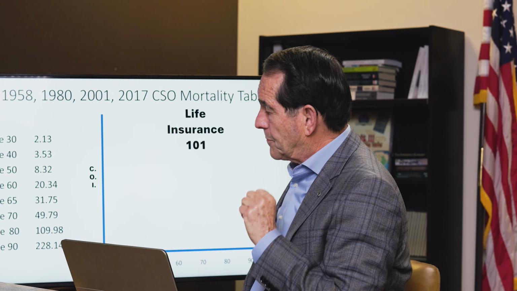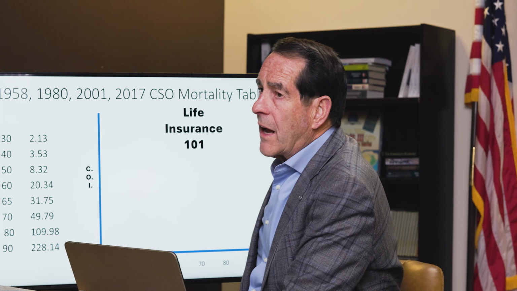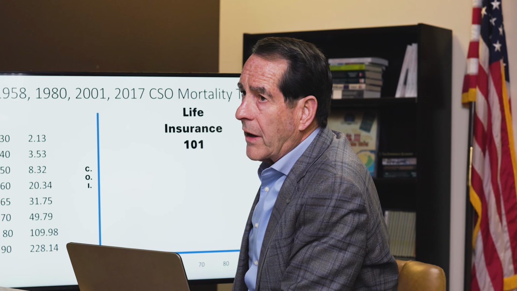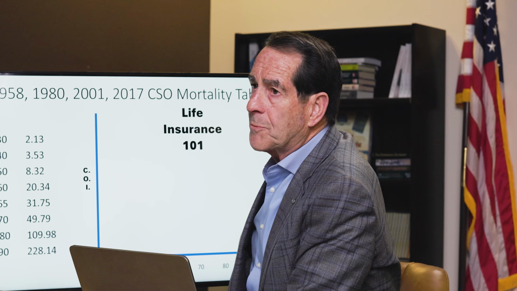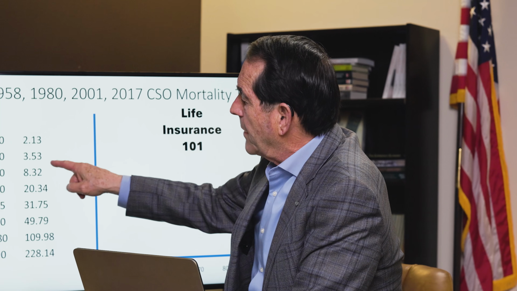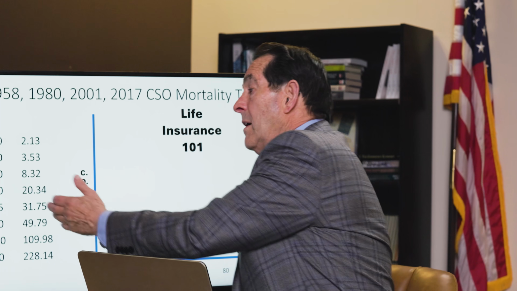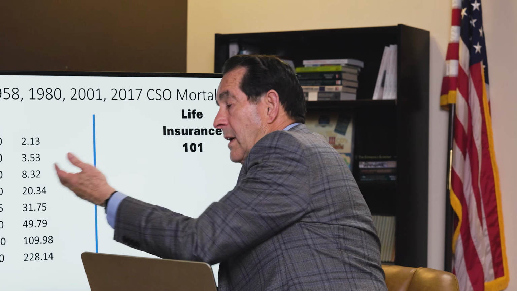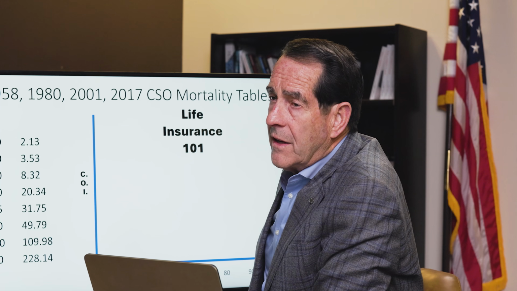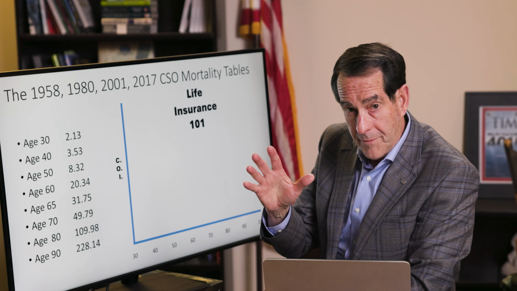And so, for example, when I started, if you had a group of 30-year-olds, for every 1,000 30-year-olds in America, I'm talking about males here, there were 2.13 deaths per 1,000, okay? And for 40 years old, there was 3.53. Age 50, there were 8.32. So the older you get, the more 60-year-olds, there's 20 out of 1,000 60-year-olds that die in the year that they turn from 60 to 61 years old, okay?